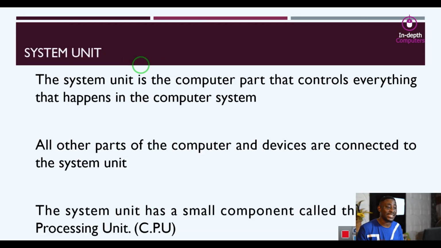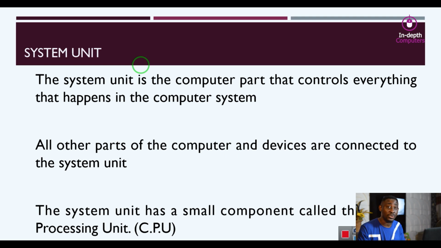Now, the system unit is the computer part that controls everything that happens in the computer system. All other computer parts are connected to the system unit. The system unit has all the small components, including a small component called the CPU. So don't forget, the system unit is the most important part of the computer system. The system unit controls every other part of the computer, and every other part is connected to the system unit.